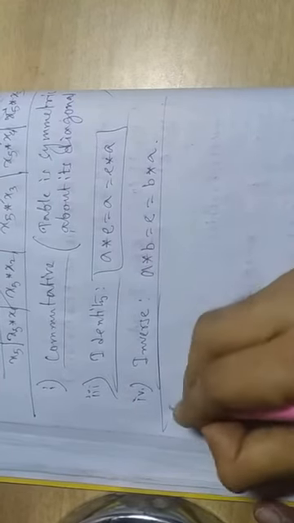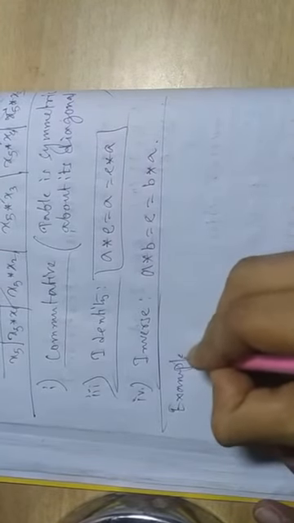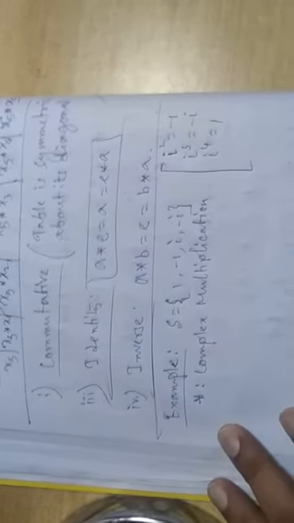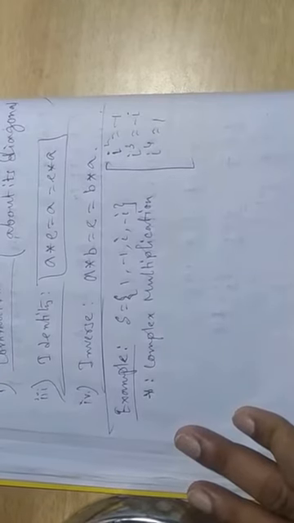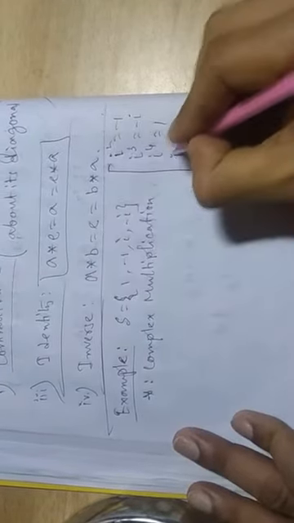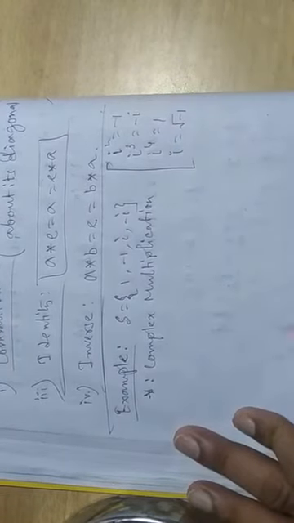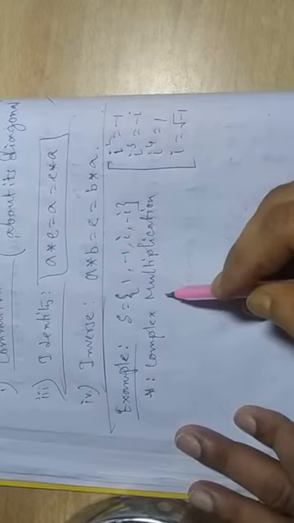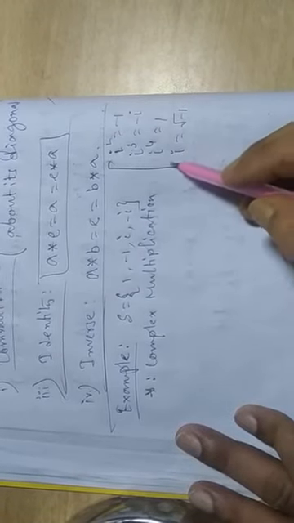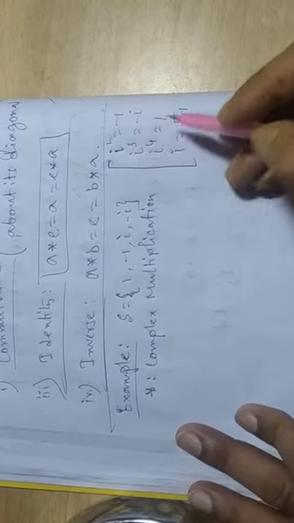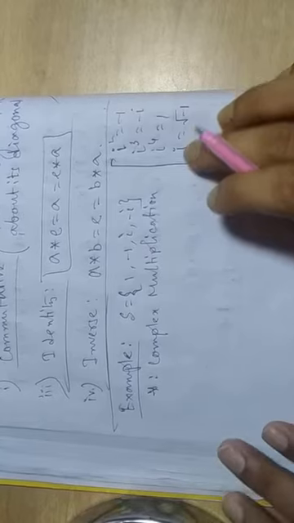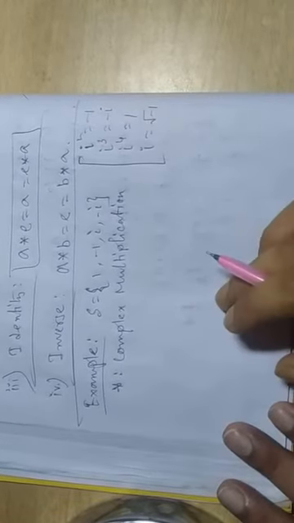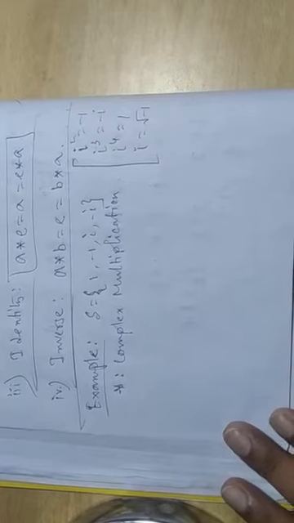Okay, so let us do an example here. The set is 1, minus 1, i, minus i, these 4 elements, where i is the root of minus 1, and star is complex multiplication. And we know the powers of i: i square is minus 1, i cube is minus i, i to the power 4 is 1, and i means root of minus 1. So with these multiplication results, we can construct the composition table of this operation.